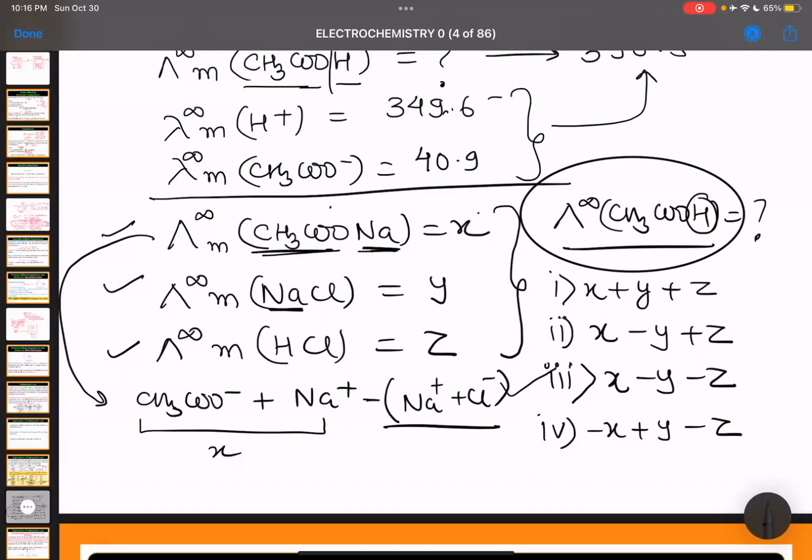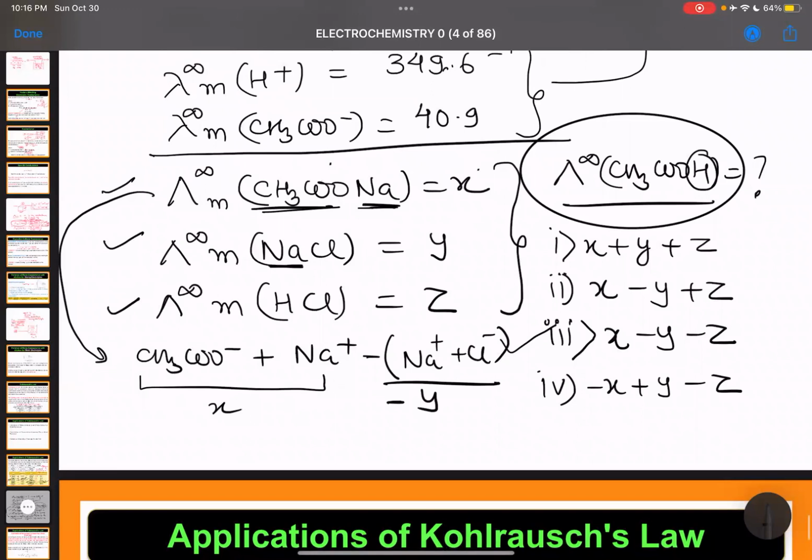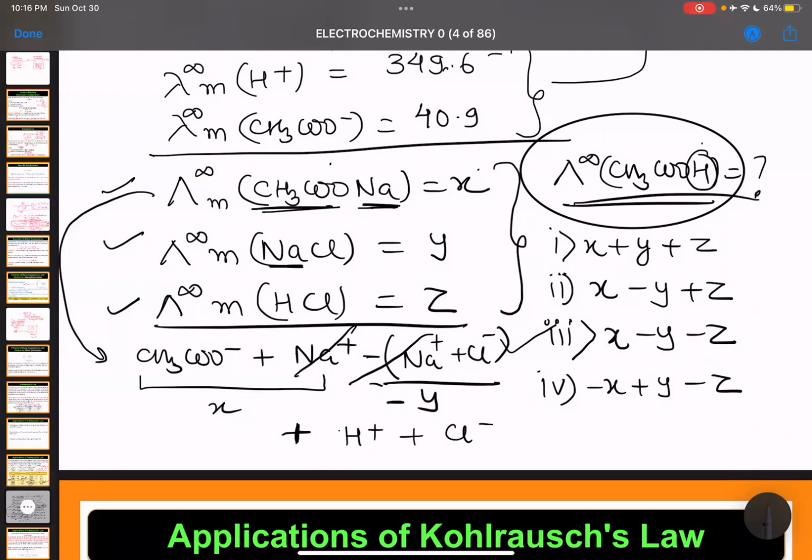Is it clear? So you need to subtract Y. X minus Y, so Na will get cancelled. You don't want Na because the final compound doesn't have Na. It has acetate and H plus ion. Now you need to add H plus, so add the third value, because the third value is going to be H plus and Cl minus. Cl minus was already there from before and this will get cancelled, so you are left with H plus and this.